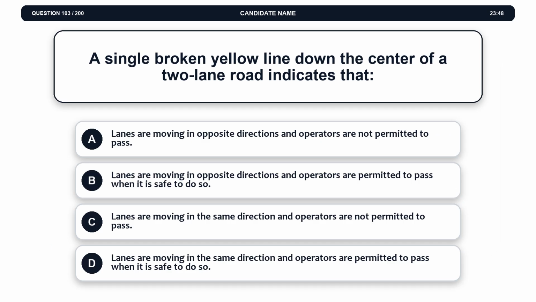Question 103. A single broken yellow line down the center of a two-lane road indicates that: Option A, lanes are moving in opposite directions and operators are not permitted to pass. Option B, lanes are moving in opposite directions and operators are permitted to pass when it is safe to do so. Option C, lanes are moving in the same direction and operators are not permitted to pass. Option D, lanes are moving in the same direction and operators are permitted to pass when it is safe to do so.